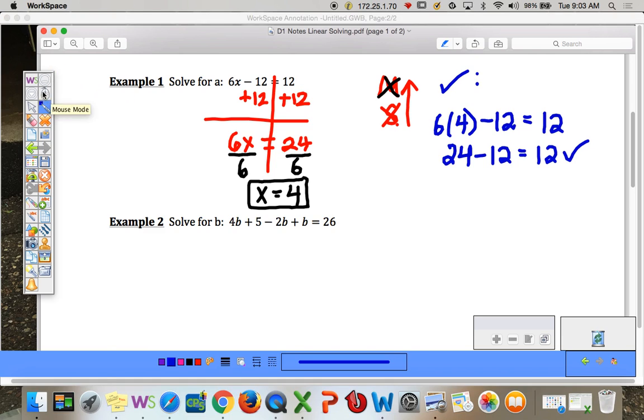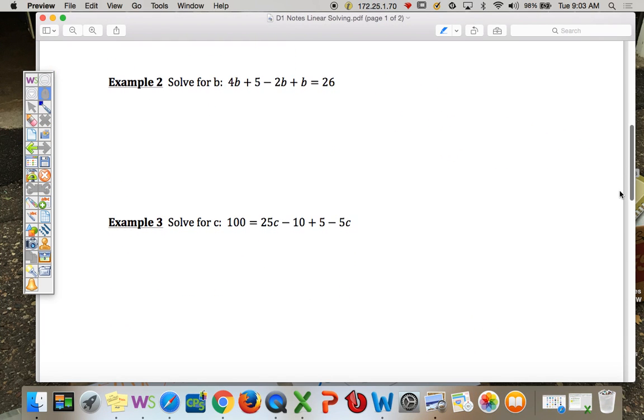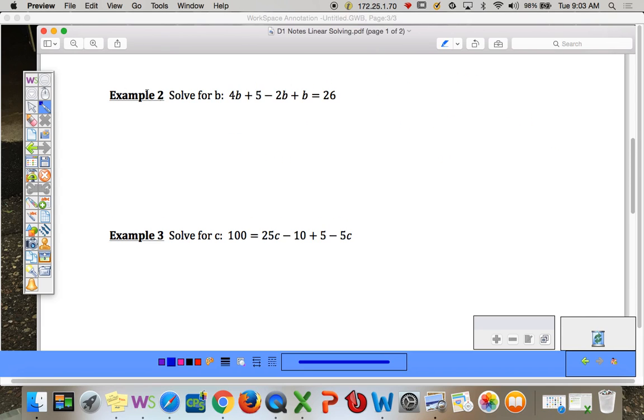All right, let's go to the next example, solve for b. First step, combine like terms. We have several b's on this side. We have 4b minus 2b plus a b. So be careful, this minus goes with the thing behind it. 4b minus 2b is 2b. 2b plus another b is 3b. So we have 3 b's on the side after we combine like terms.